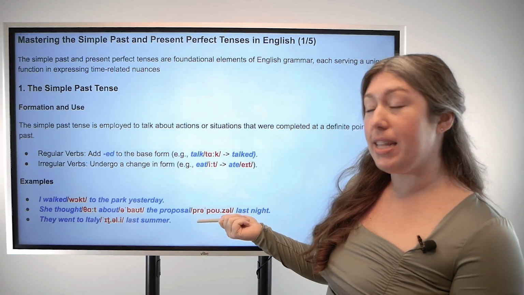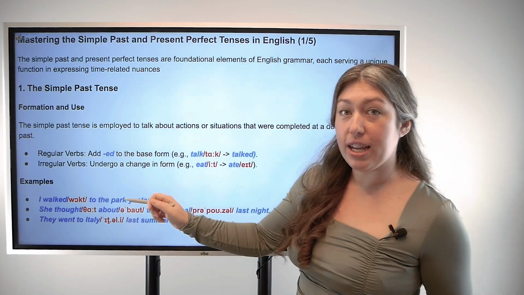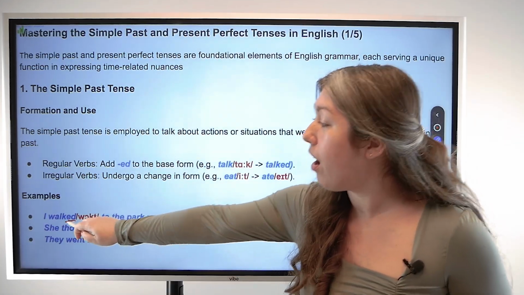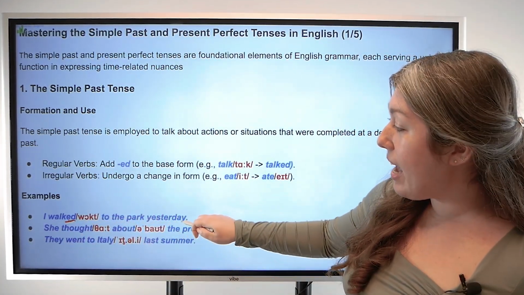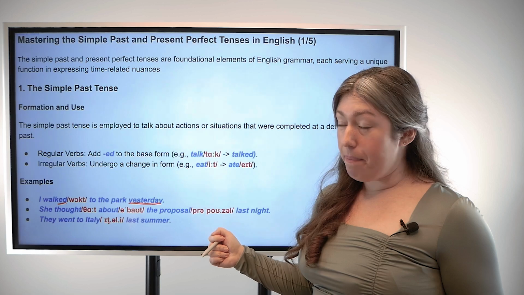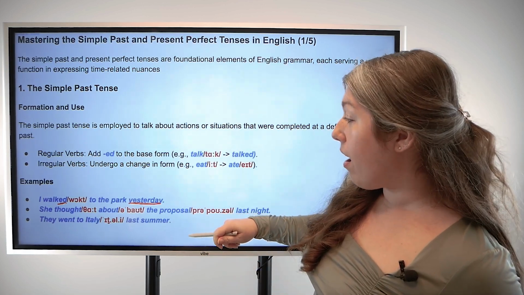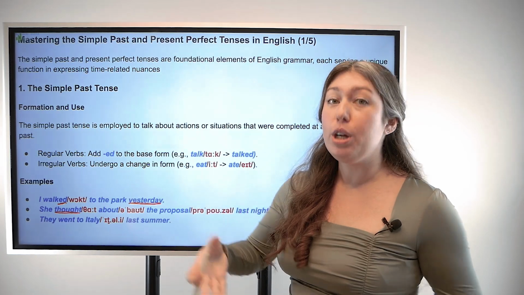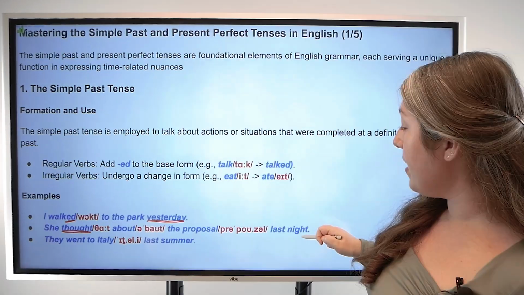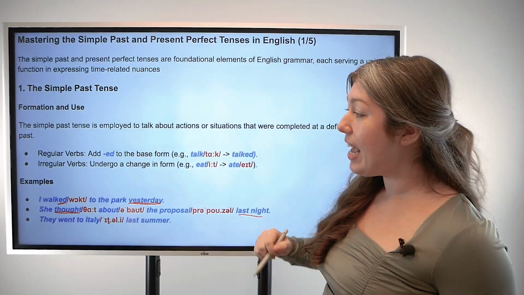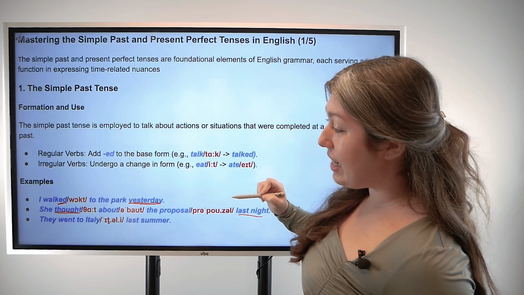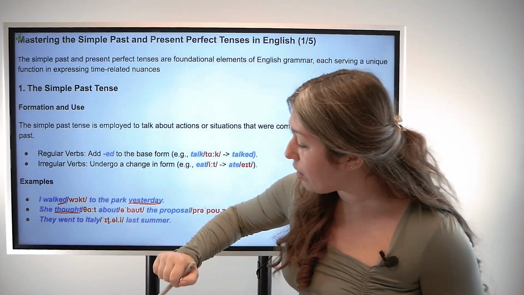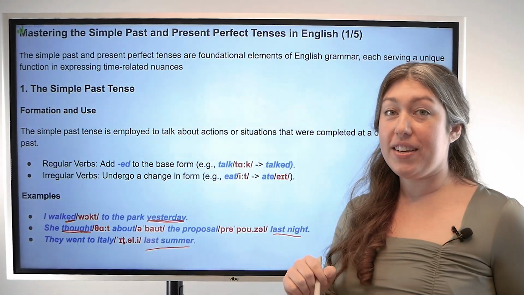Let's take a look at some examples. I walked to the park yesterday. We've changed our verb here with ed, and we have our specific time. She thought about the proposal last night. We've got our irregular verb for the past and our specific time, last night. And they went to Italy last summer. We have our irregular verb and our specific time.